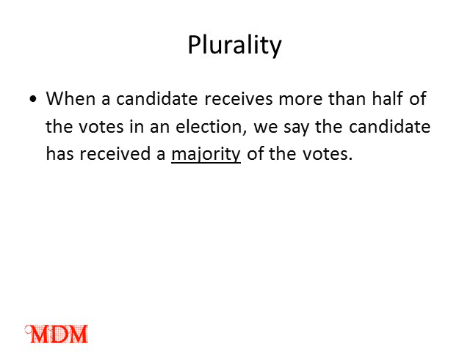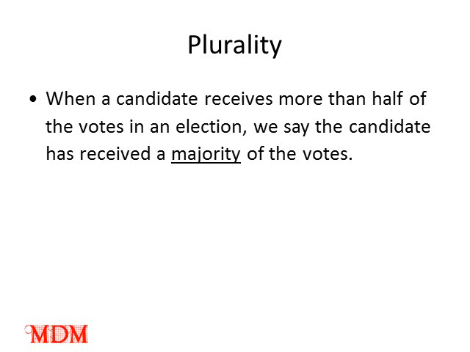The plurality method of voting is the most common form of voting in the United States. The basic principle is that the candidate with the most votes wins. However, there really is more to it than that. Have you ever wondered how voting works? Does the winner have to have the majority of the votes, which means more than 50%? Or can the winner just have more votes than anyone else, which is actually called the plurality of votes?